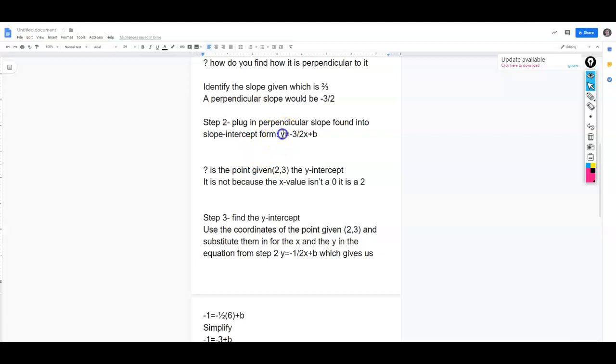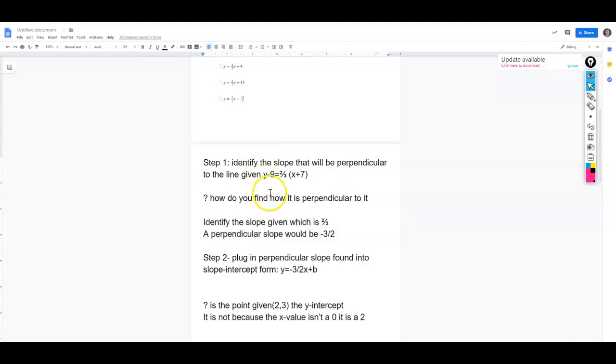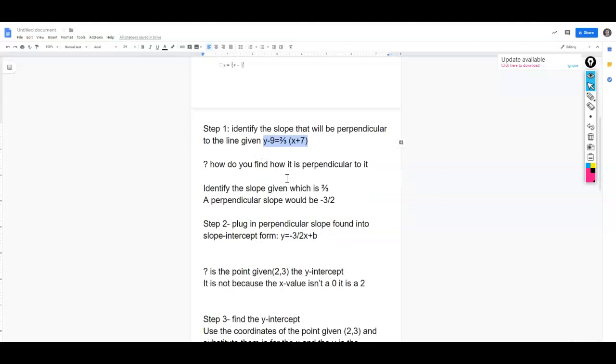What about the 9? That is a great question. So we are crafting a new equation. This one we just used to find the slope because we wanted our new line to be perpendicular to this one. So we're not going to use this at all. Great question.